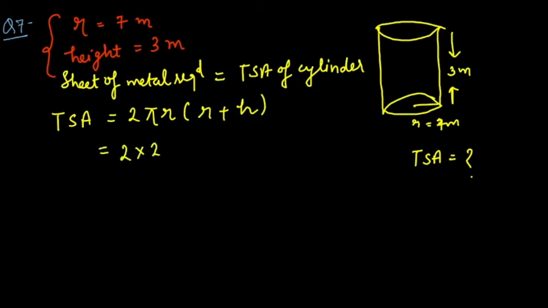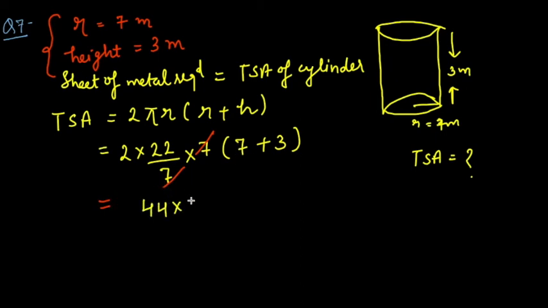Let's place the values. Pi is 22 by 7, R is also 7 and 7 plus 3. Even the calculations are easy, right? You can cancel this 7 with 7. This becomes 22 into 2, 44 into 7 plus 3 is 10. How much? 440, and the unit, because it was all given in meters, so it will be meter square. So it means the TSA of the cylinder is 440 meter square. If TSA is this much, how much sheet of metal is required?